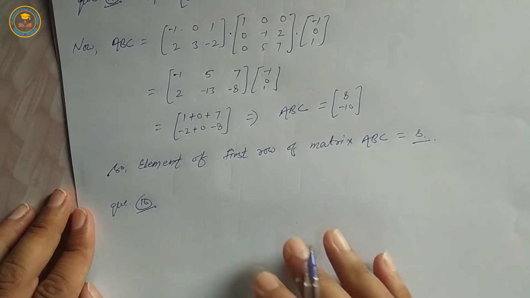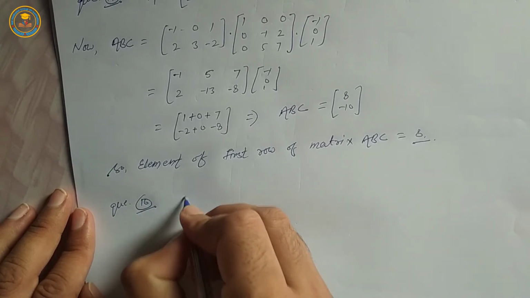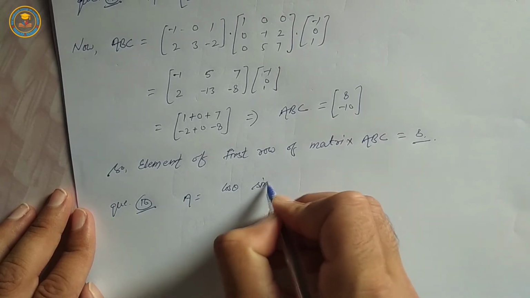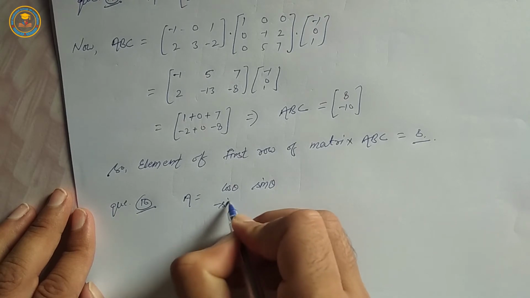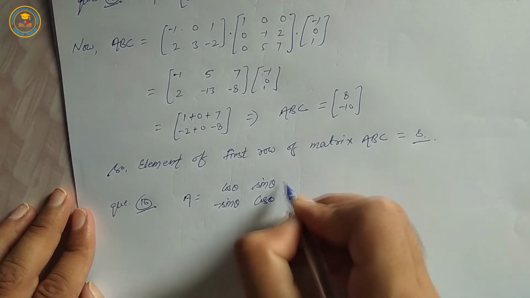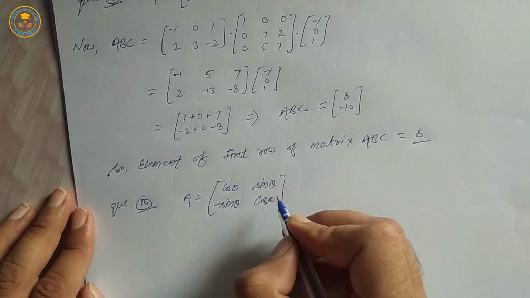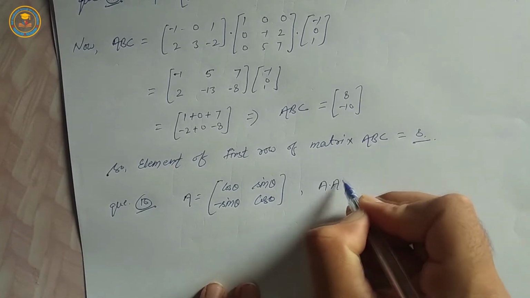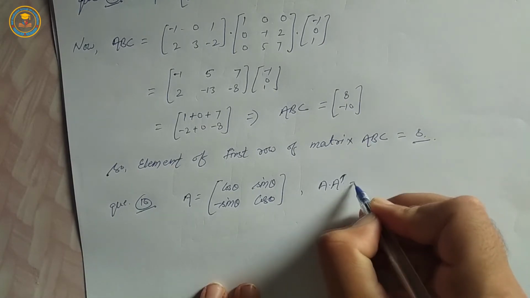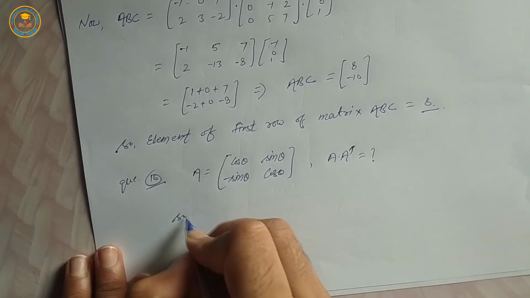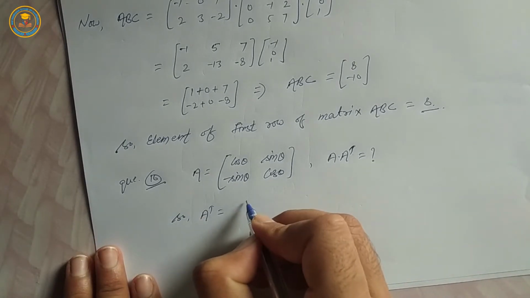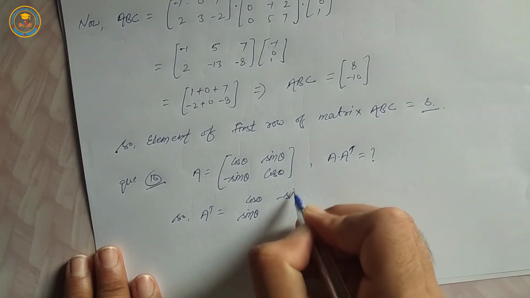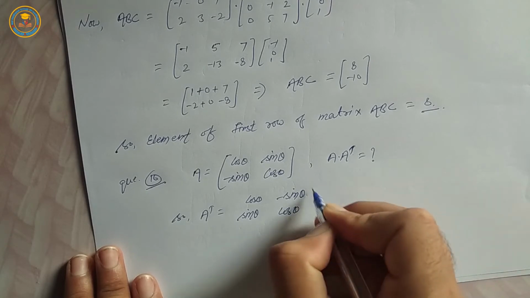Question number 16. If matrix A is equal to [cos theta, sin theta; minus sin theta, cos theta], then find A into transpose of matrix A. Okay, so transpose of matrix A is equal to [cos theta, minus sin theta; sin theta, cos theta].